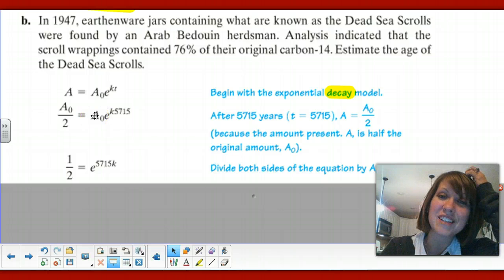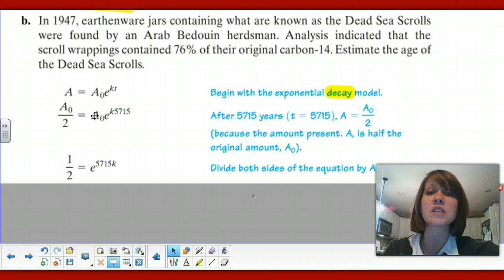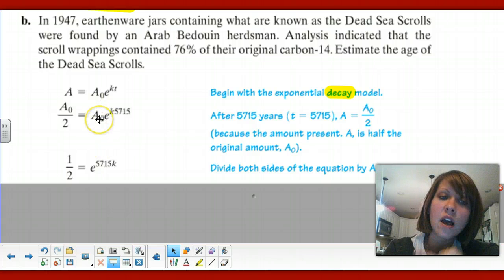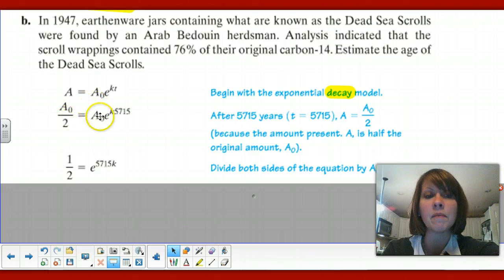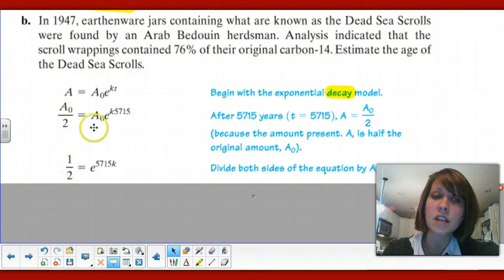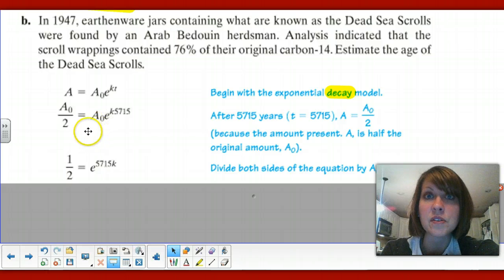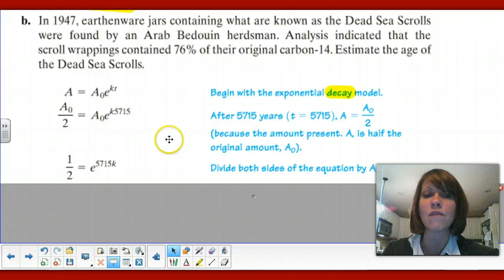Now, one thing you can do in problems like this is just choose a value and say, I'm going to say they started off with 100 as my A naught. If this is 100, then half of 100 would be 50, and then you would divide by 100 and get 1/2. Or let's say they start with 4. Half of 4 after 5,715 years would be 2, and when you divide by 4, you get 1/2. So you can stay general, which is the preference, but if you need to, just say A naught is and give it a specific value.